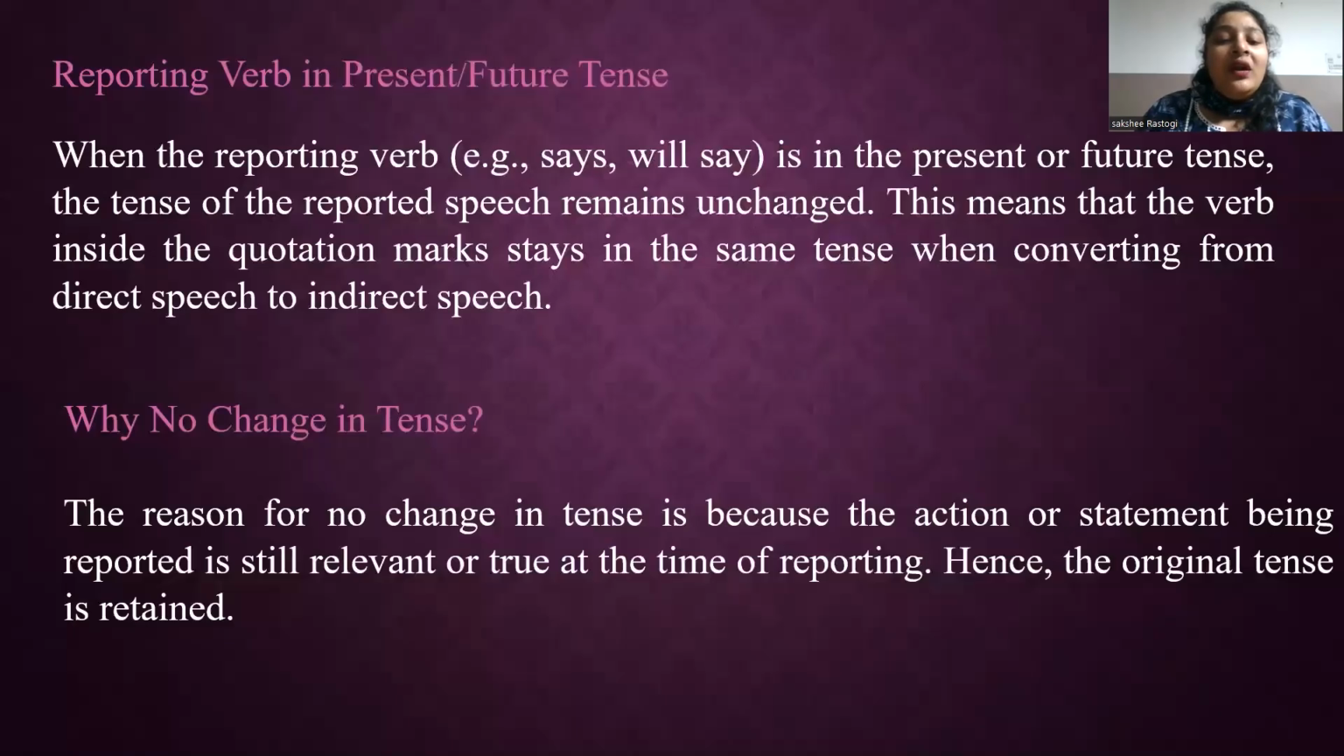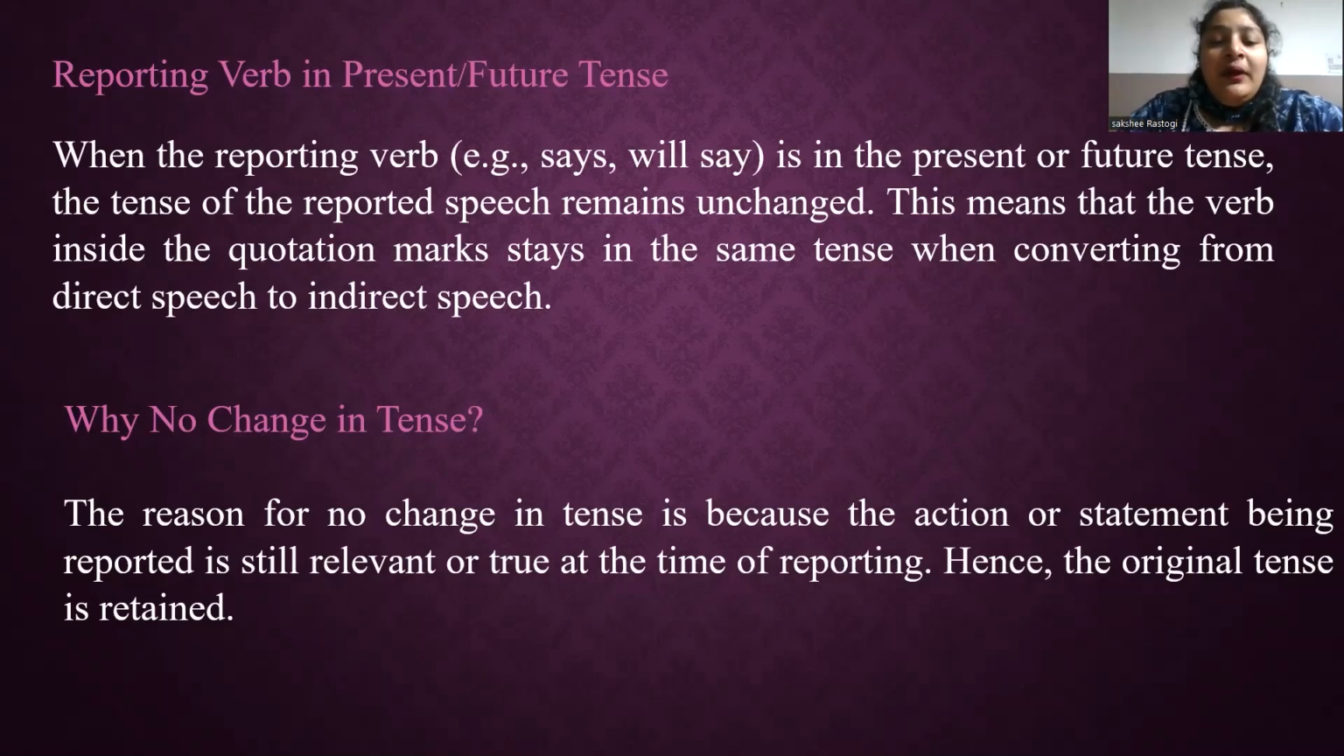Now, what are the reporting verbs in the present or future? These are reporting verbs used when we are talking about reported speech, having the quotation marks, and converting direct speech to indirect speech. Why is there no change in the sentences? There's no change in the tense when the actions or statements being reported are still relevant or true at the time of reporting. Hence the original tense is retained. So these are the reporting verbs I use for present and future tenses. This we have to keep in mind.